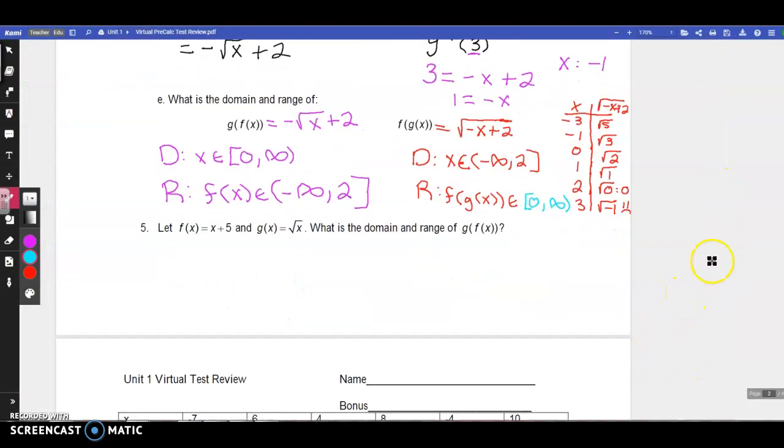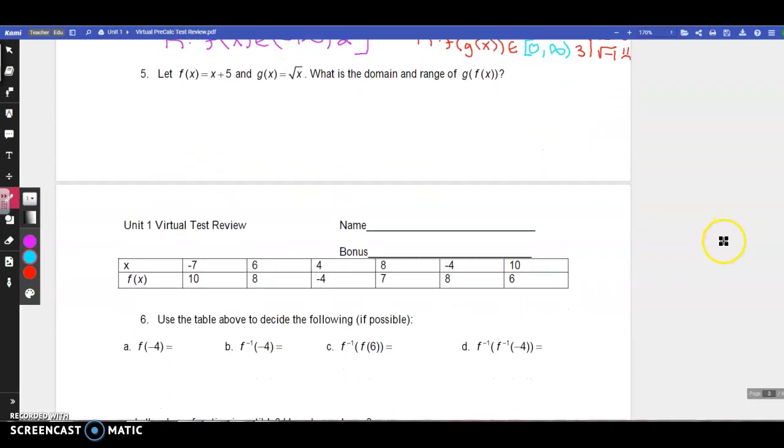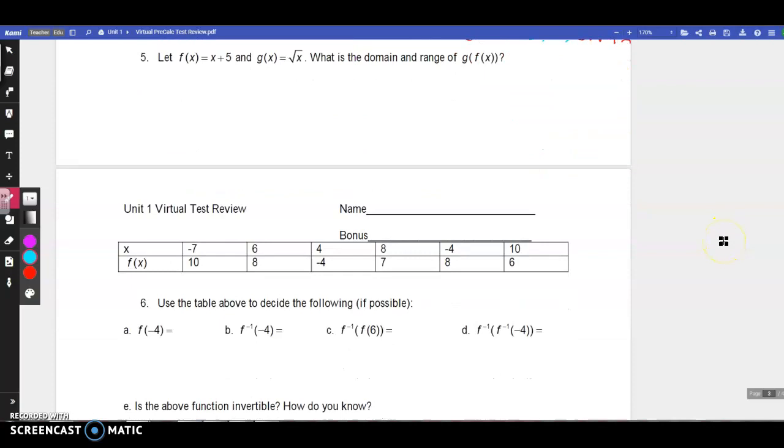Okay, great. Let's see. Last one on this video, and then we'll pause and make video 3. So it says let f of x equal x plus 5, g of x equals the square root of x. What is the domain and range of g of f of x? All right, so let's start by figuring out the equation. So I'm going to take f of x and plug it into g. So my new equation is going to be the square root of x plus 5.